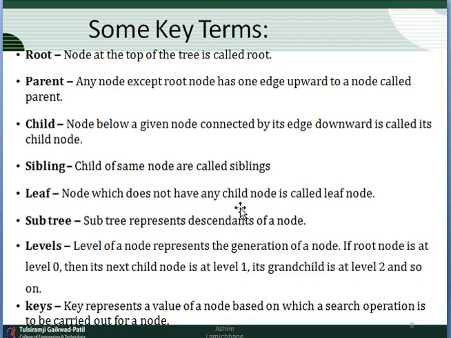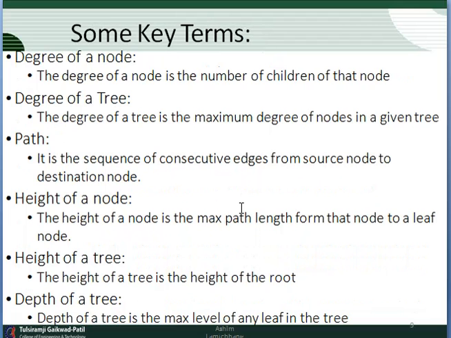Level of a node represents the generation of a node. If the root node is at level 0, then its next child node is at level 1. Its grandchild is at level 2, and so on. Root node, remember, is always at level 0. Next, degree of a node. The degree of a node is the number of children of that node, so a particular node having n number of children has degree n.